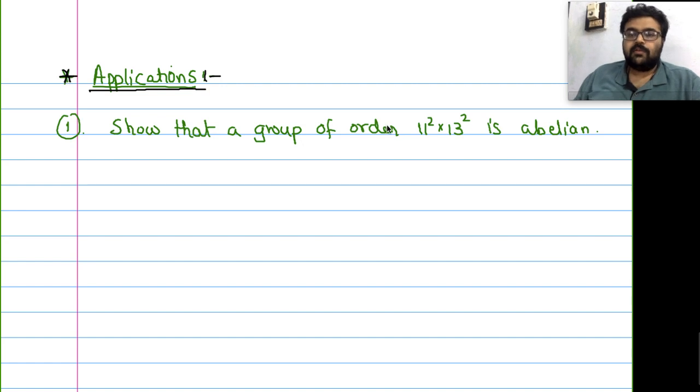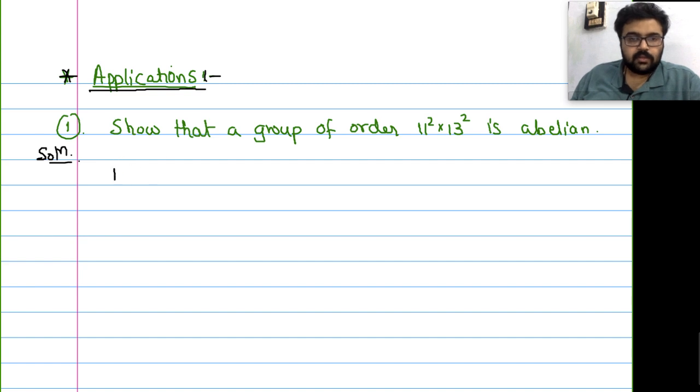So if this is not given like this, as 11 square and 13 square, then what we have to do is factorize. If it is given as the product 121 into 169, I don't know. But if that number is given, then you have to factorize and then solve this example. So we are going to use so many results that we have seen. This is now very important, so please pay attention, watch it carefully.